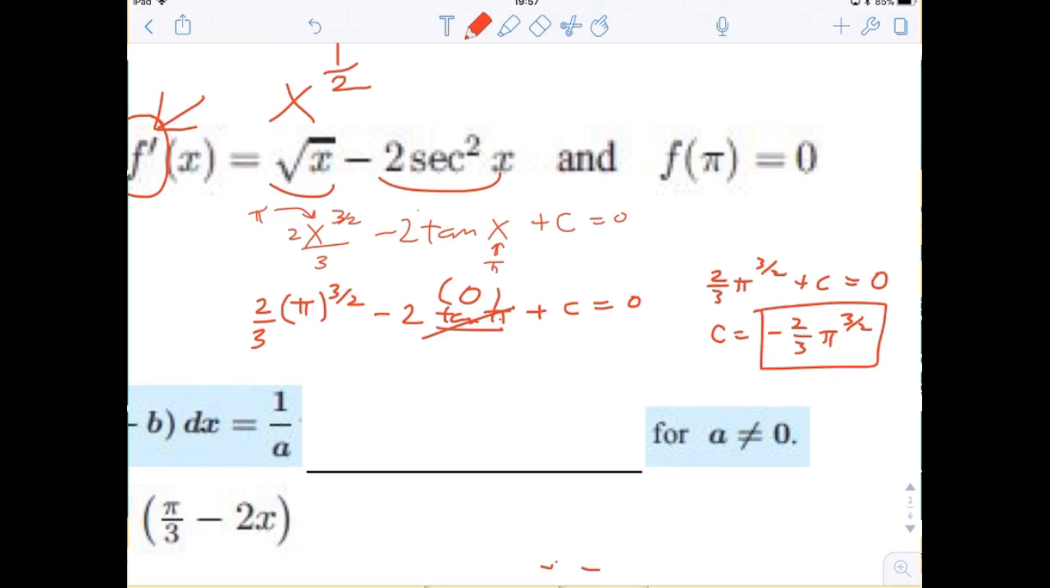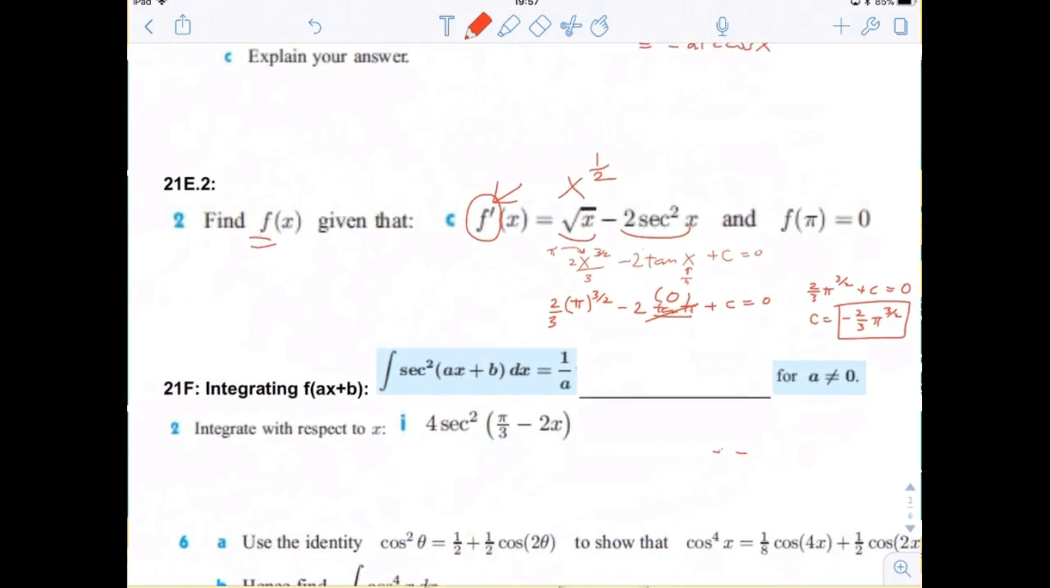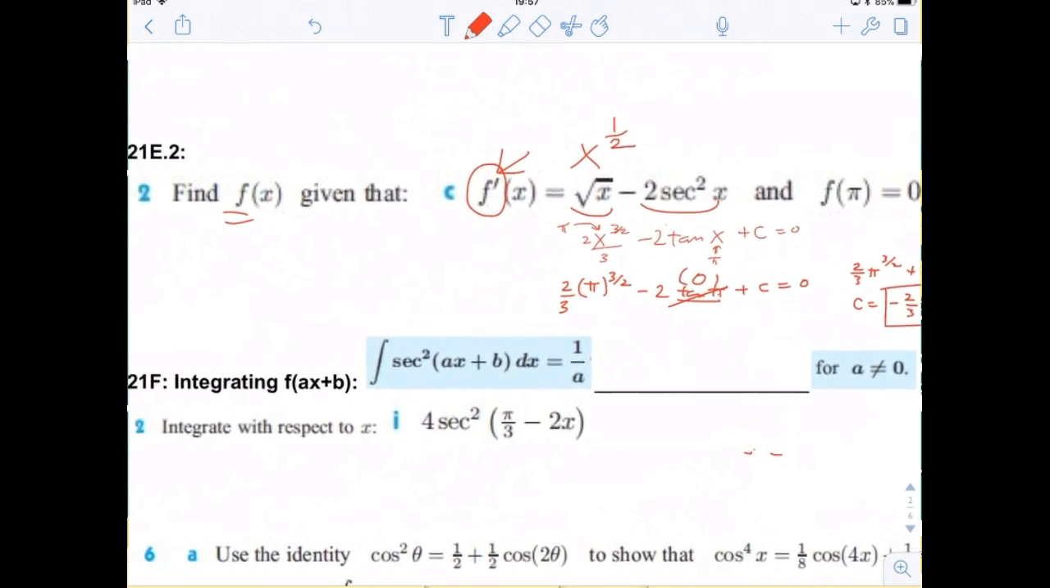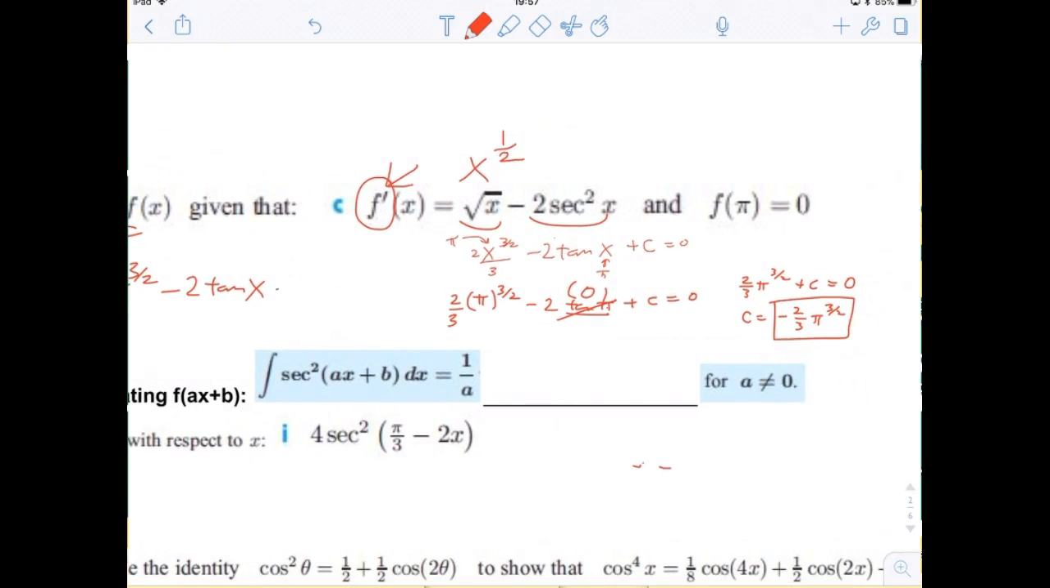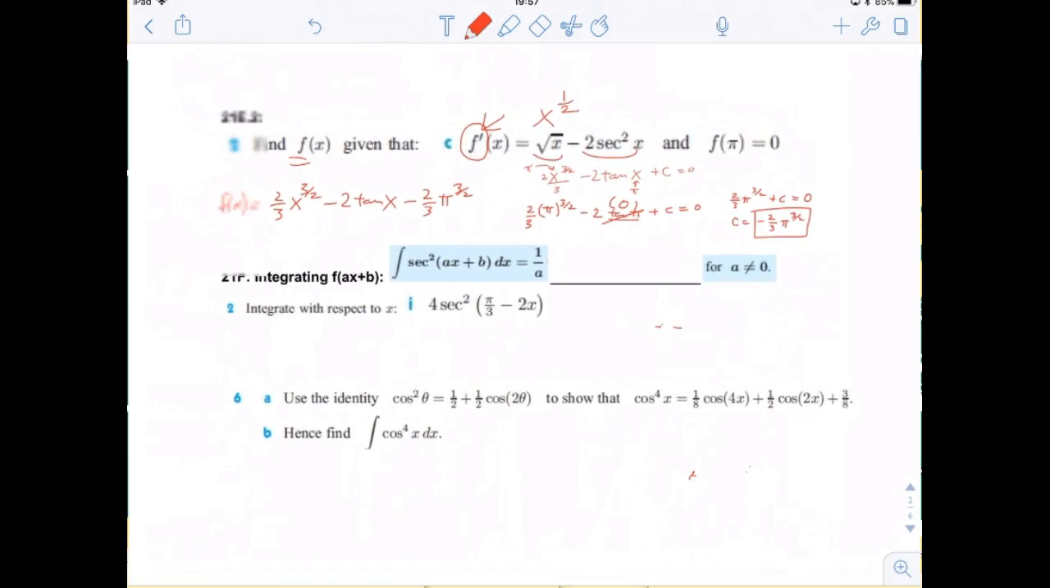Okay, and so if we wanted to, does it say to, yeah, it says to find f of x. So let's write f of x formally in all its glory here. So we'll write f of x equals, this is how you would write the answer, 2/3 x to the 3/2 minus 2 tangent of x plus c. It will be minus 2/3 pi to the 3/2. Okay? And that would be how you would write the answer.